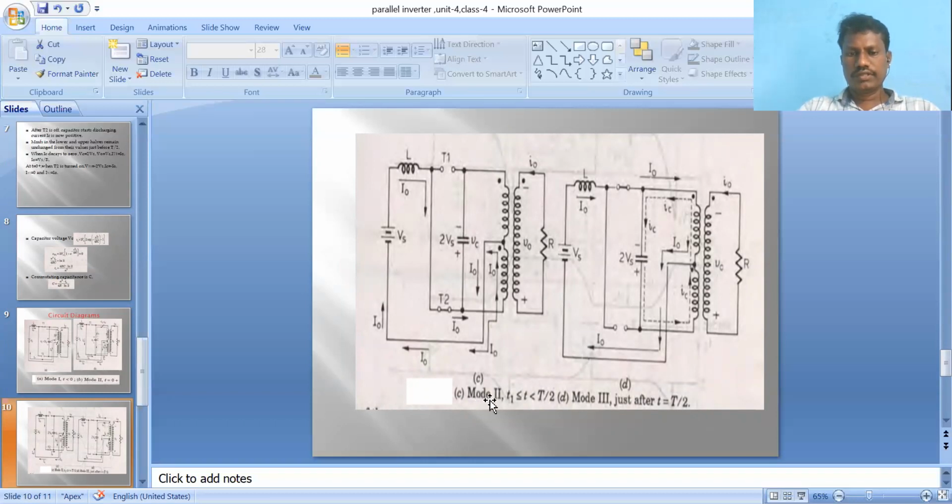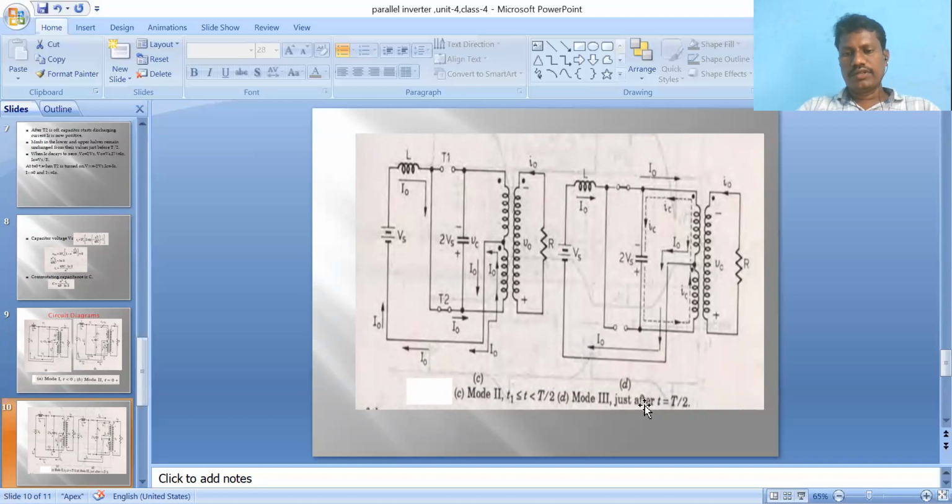In the mode 2 case, the two limits are considered: T1 less than or equal to T less than or equal to T by 2. During this state, T2 again turns on. So the current flows like this. Then the capacitor voltage polarities change automatically. It discharges, upper plate negative, lower plate positive. So the capacitor voltage is minus 2 VDC.